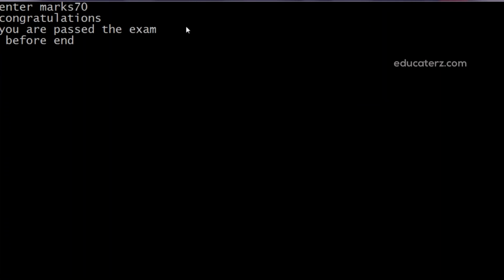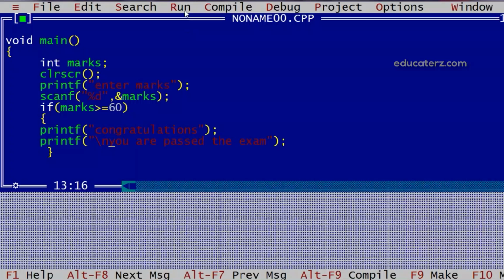Now if I execute this and enter 70, the output will be both statements. If I give an input which is a lesser value, then the condition will become false and both statements will be skipped.